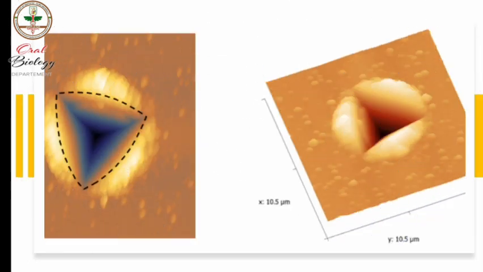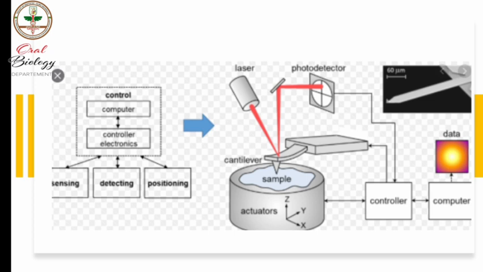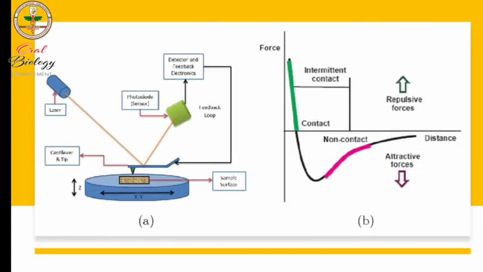In this sample, we just show you the result where we can measure the contact between the sample and the tip, which can give a lot of information about this sample. Here we see how it works, where the computer connects to the controller and electrodes, which do the sensing, detecting, and positioning, and then the laser through the photodetector, and then we get the data through the computer. This shows the same technique or the same principle.